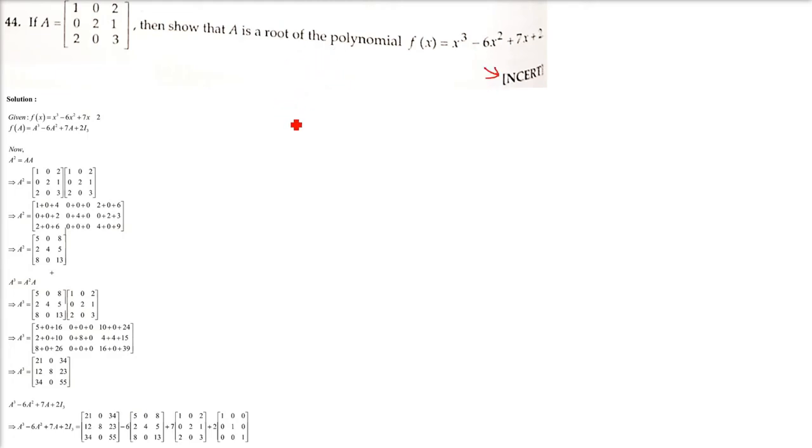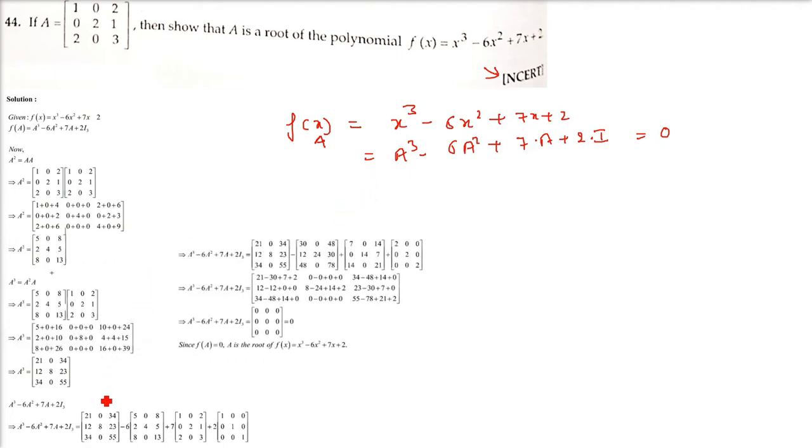So the root means, if you have f(x) equals x cube minus 6x square plus 7x plus 2, it's a cubic equation. You can call it a general polynomial equation. So if you put A in place of x, it will be A cube minus 6A square plus 7A plus 2I, where I is the identity matrix. This is equal to 0. Then only A is the root of this expression. I hope you got the idea.